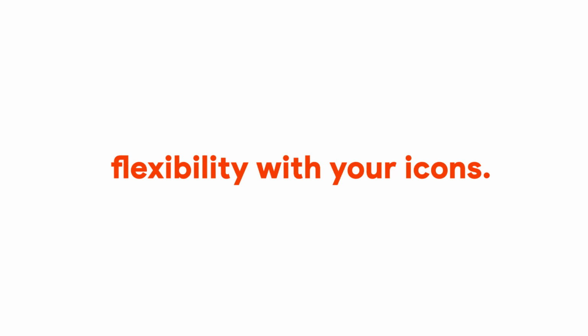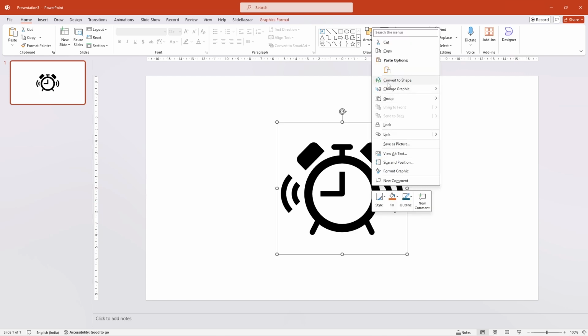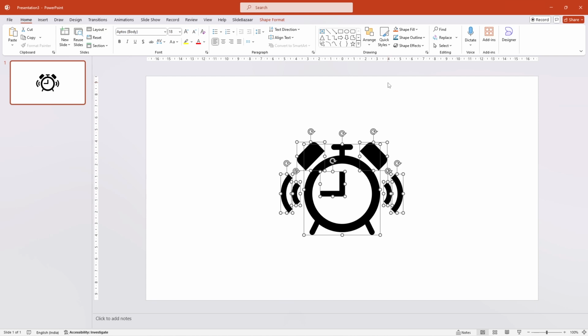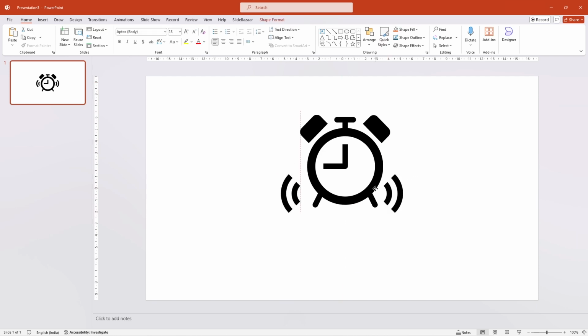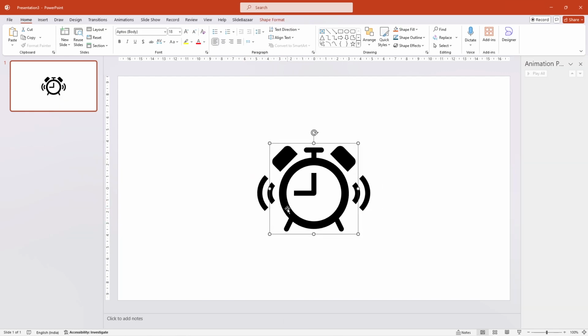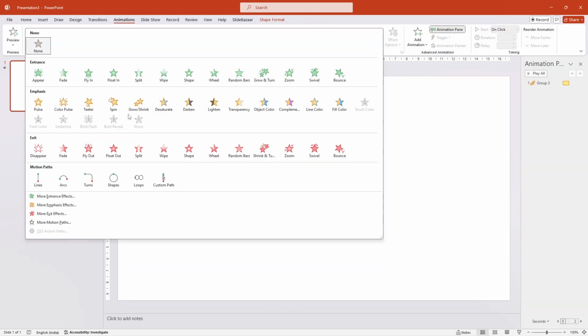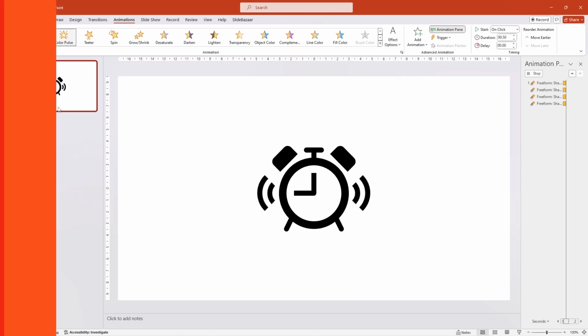Sometimes you may need more flexibility with your icons. Here's how you can create editable icons in PowerPoint. Simply right-click the icon and convert it into shapes. Converting an icon into shape gives you a lot more flexibility with what you can do. For example, converting an icon into shape also lets you animate them, but you'll have to be a little creative with it. Let's take a look at this example.